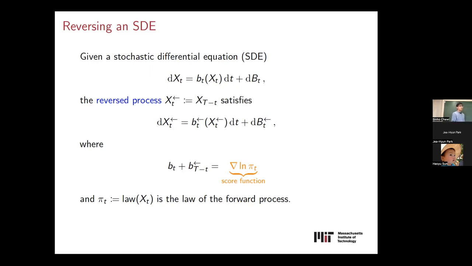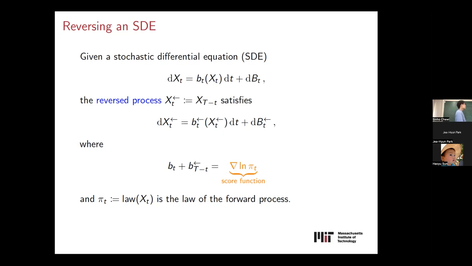So the amazing thing about this time reversal is that this backwards process is also a Markov process, and under some mild conditions, it also satisfies an SDE driven by Brownian motion. So this B_T backwards, it's now like the reverse Brownian motion, but it still has the law of Brownian motion. The forward one, and the second one is the reversal of the forward one.